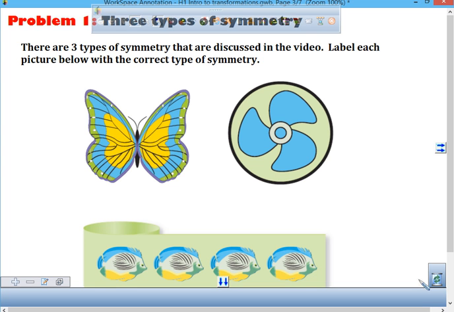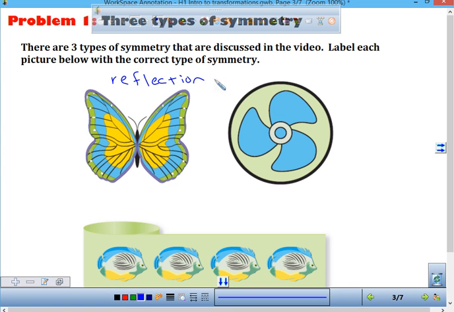Which one of those three would the butterfly show? Which one of those symmetries? Yeah, they all have symmetry. All three of these have symmetry. But I want to know, of the three that we talked about, what does the butterfly show? Reflection. The butterfly shows reflection symmetry. A reflection is like a mirror image, right? And on the butterfly, one side is the mirror image of the other, going straight down the middle.